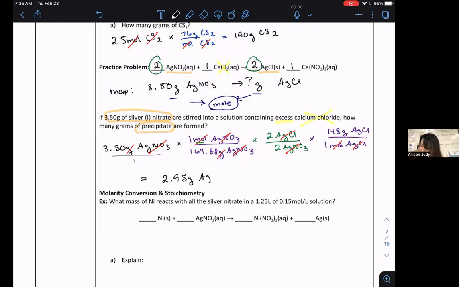And we get a final value of approximately 2.95 grams of AgCl that should be produced from 3.50 grams of silver nitrate, as long as we have excess calcium chloride, allowing us to say that AgNO3 is what we call our limiting reactant, the reactant that determines how much product we can actually get.